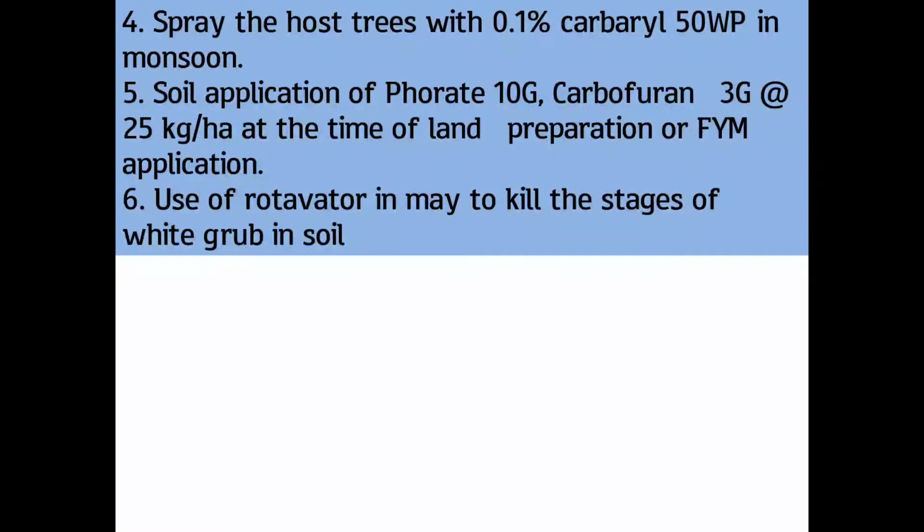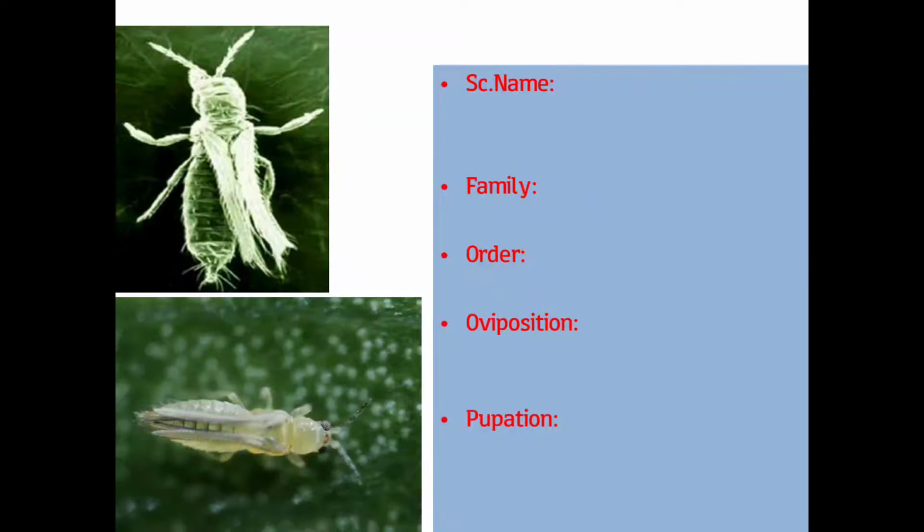Flooding of the field. Spray the host tree with 0.1% carbaryl. Another, soil application of phorate. These are the control measures of white grub.